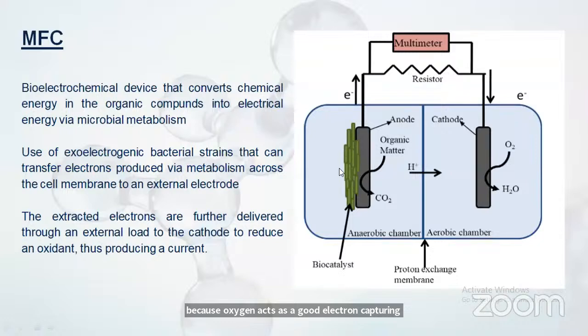These exoelectrogens act as biocatalysts, and they produce electrons. Electrons are allowed to flow through an external circuit and come to the cathode, where they are captured by oxygen or other electron capturing species. Oxygen, if present, is reduced to water. During metabolism, along with electrons, protons are also produced, and they pass from the anodic chamber to the cathodic chamber through a proton exchange membrane. So this is a general overview of how a microbial fuel cell works.